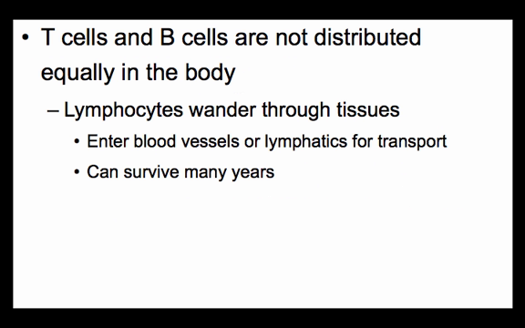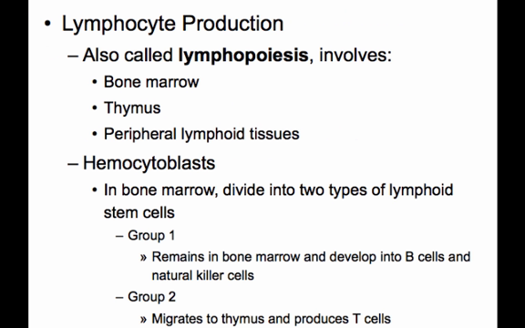T cell and B cell populations are not distributed equally in the body. Lymphocytes wander through the tissues and enter the blood vessels or lymphatics for transport. Lymphocytes can survive many years. Lymphopoiesis, or lymphocyte production, involves bone marrow, the thymus, and peripheral lymphoid tissues.